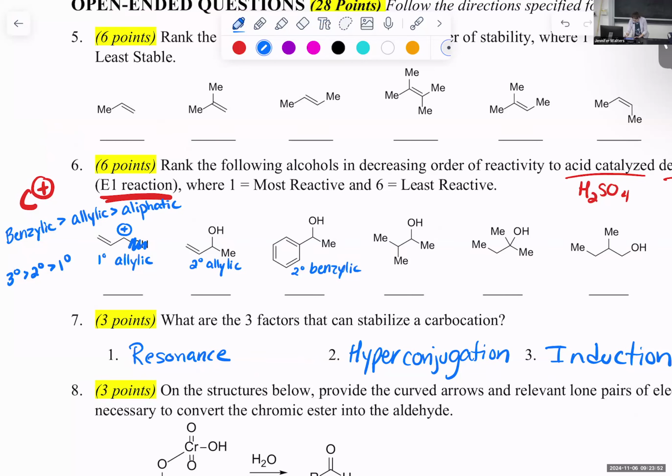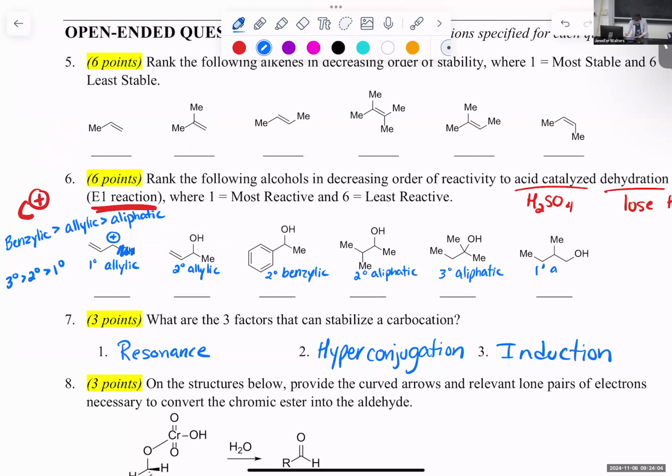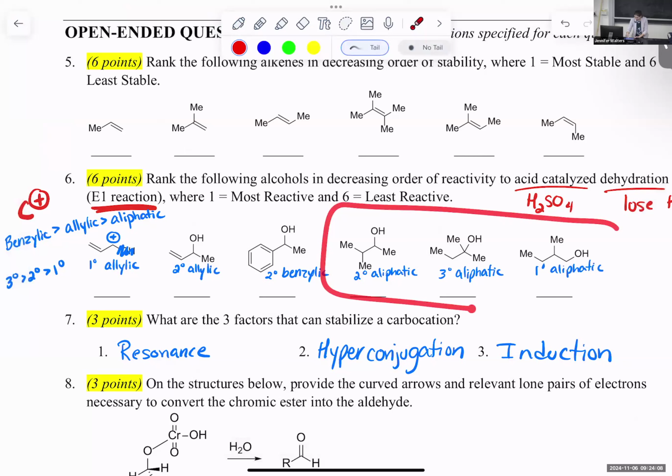Fourth is secondary aliphatic. Fifth is a tertiary aliphatic. And the last one is a primary aliphatic. I know these 3 are aliphatic because there are no pi bonds. There are no double bonds, there's nothing going on there. So there's no resonance possible.